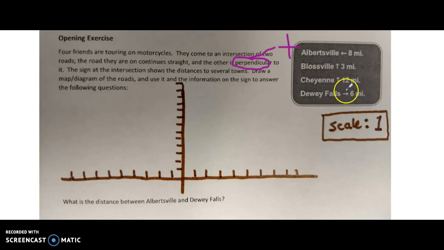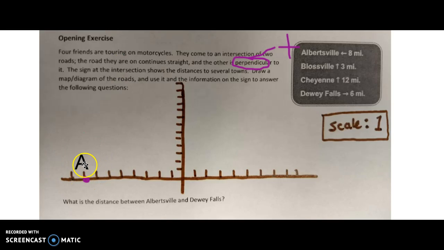So now we're going to plot our points. If I'm starting here at the origin, my intersection, and I'm going to Albertsville, I look up here and it says that I have to go left 8 miles. So I'm going to count 1, 2, 3, 4, 5, 6, 7, 8. Then I'm going to draw my dot on 8. And here it's actually -8 because it's left. And then above that, we're going to write A for Albertsville.